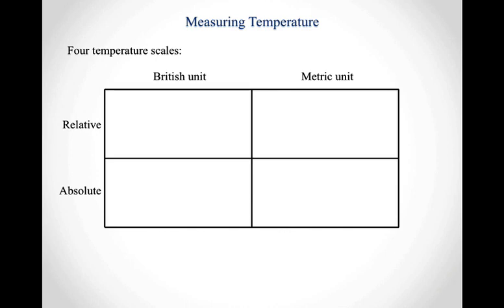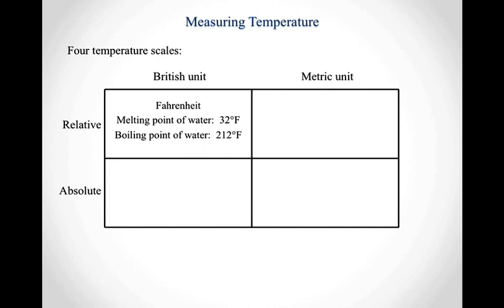And the other distinction we can make is between relative temperature scales and absolute temperature scales. So absolute or thermodynamic scales are scales that are based on absolute zero. Relative temperatures aren't. So the one that we're probably most familiar with is the Fahrenheit scale, which of course is a British unit scale, and it's a relative scale.